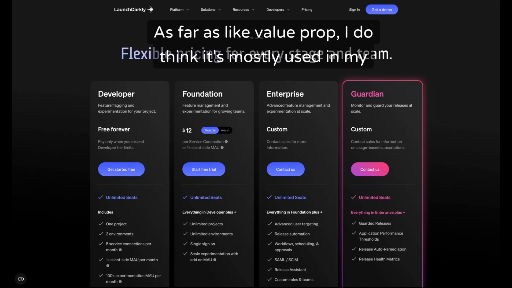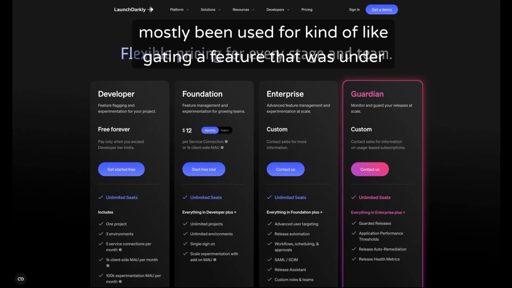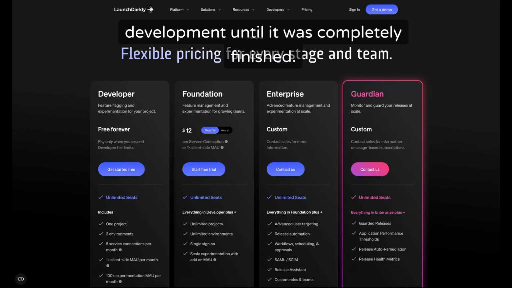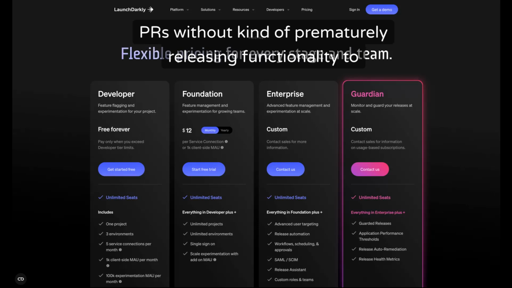As far as value prop, in my experience, or I should say in the companies I've used it at, it's mostly been used for gating a feature that was under development until it was completely finished. That way the company could do continuous deployment and have small PRs without prematurely releasing functionality to customers.